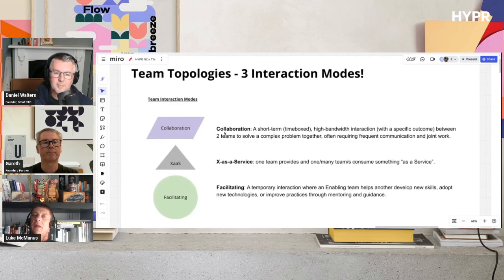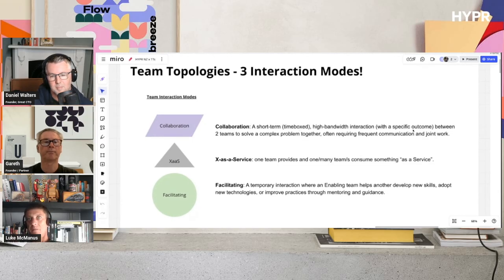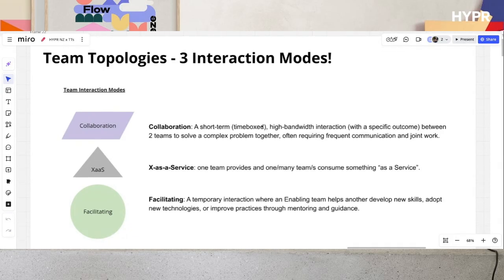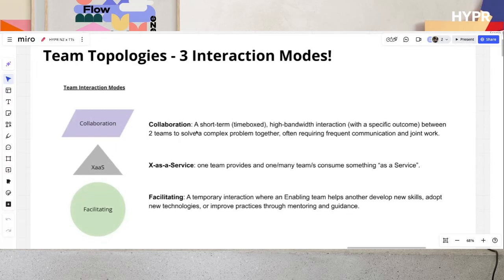So when we talk about collaboration in the Team Topologies world, we have a very, very distinct and specific definition, and that is that collaboration is always a short time-boxed activity, obviously high bandwidth, so two teams needing to work together, but there's also a specific outcome or a problem that they're solving. And then at the end of the time box, you retro what you were working on and look at how you went and make sure that it's in fact done. And then you move on.